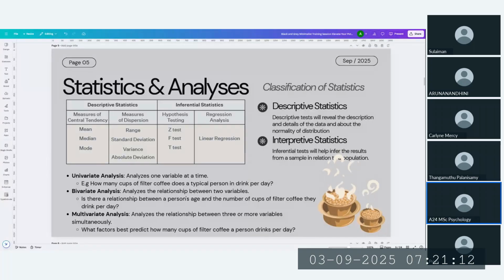Bivariate analysis analyzes the relationship between 2 variables. For example, is there a relationship between a person's age and the number of cups of filter coffee that they drink in a day? People have researched everything. So there are studies to indicate that as people grow older, the number of cups they drink, based on certain factors, tends to decrease.